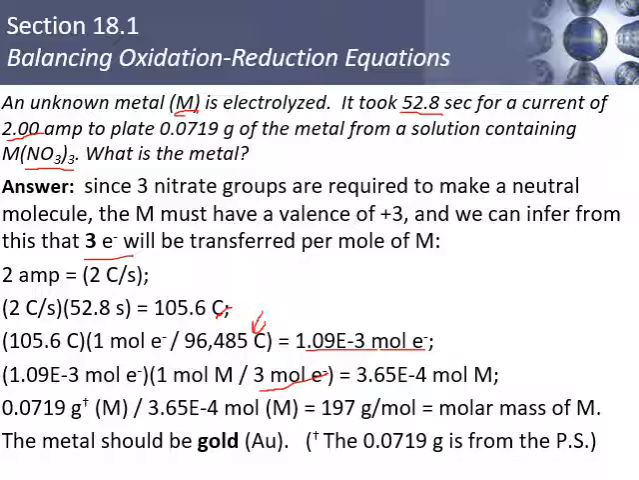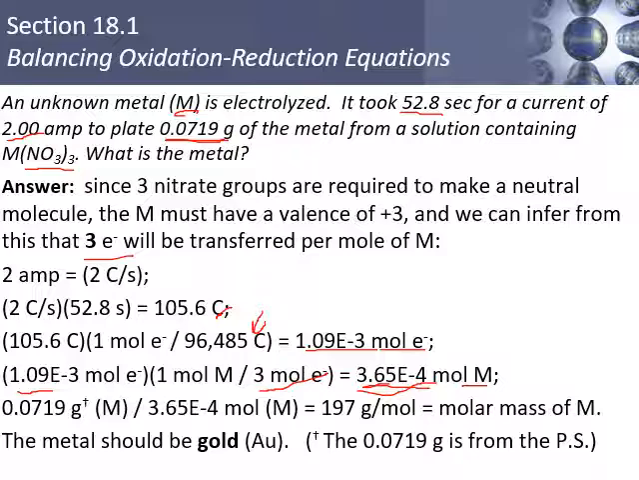Divide that by 3 to see how many moles of this metal atom we can make. Not the M3+, but the M. And when we divide this number right here by 3, we get 3.65 times 10 to the -4 moles of M, and then just multiply by its molar mass. However, we don't know what the molar mass is, but we do know what the number of moles is here, and we also know what the number of grams is here in the problem statement. So what do you get when you divide the number of grams by the number of moles in that same volume? You get the molar mass.